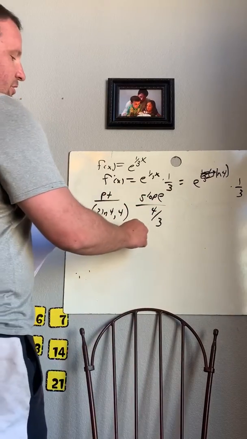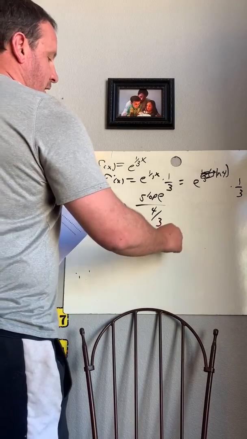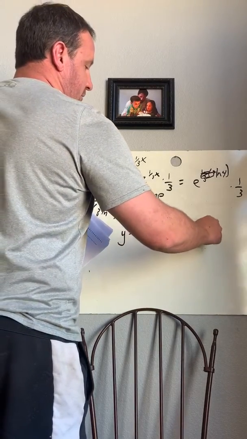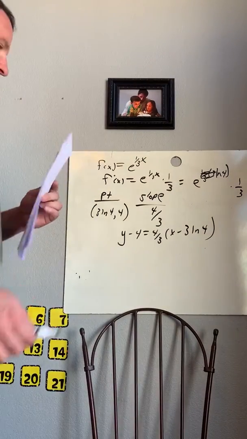Then I just write an equation here, y minus 4 equals 4/3 times x minus 3 natural log of 4. And that's your answer, which is A.